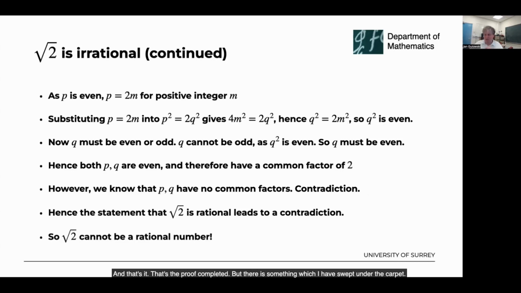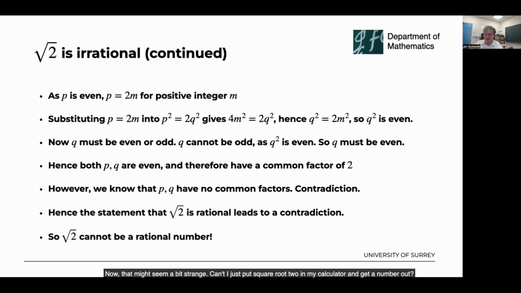But there is something which I have swept under the carpet. You see, here appears the symbol root 2, and here, and here. And when I write down this symbol, I'm implicitly assuming that the square root of 2 exists. And that's not as obvious as you might think. So what I want to really concentrate on is the issue of existence for the square root of 2.